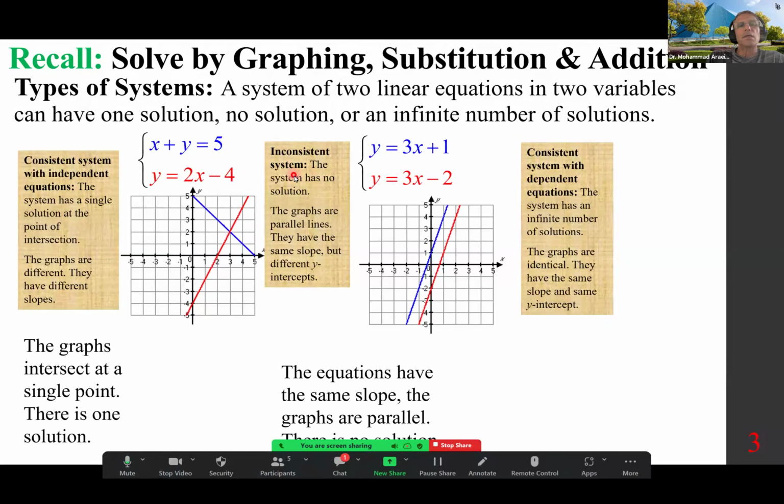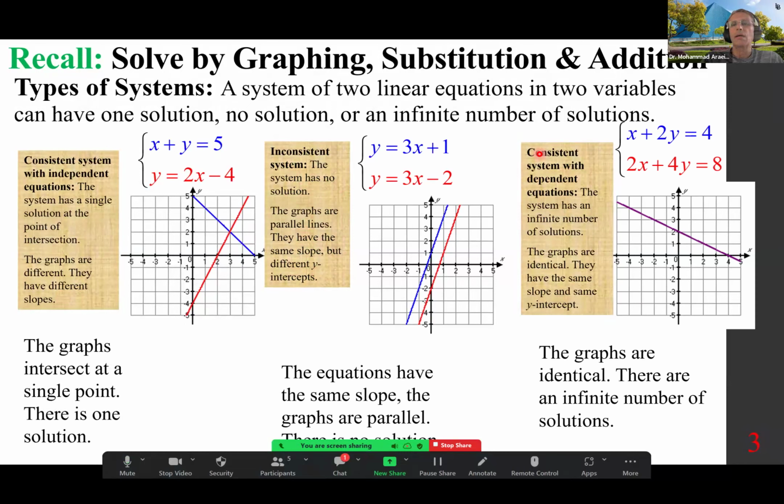In an inconsistent system, the system has no solution. The graphs are parallel lines. They have the same slope, but different y-intercepts. A consistent system with dependent equations has an infinite number of solutions. The graphs are identical. They have the same slope and the same y-intercept. There are an infinite number of solutions.